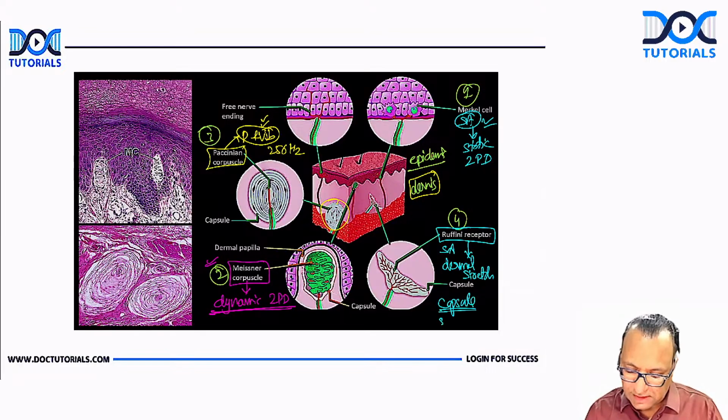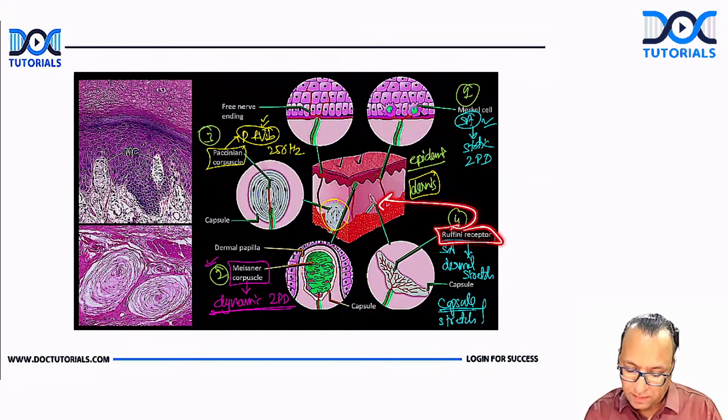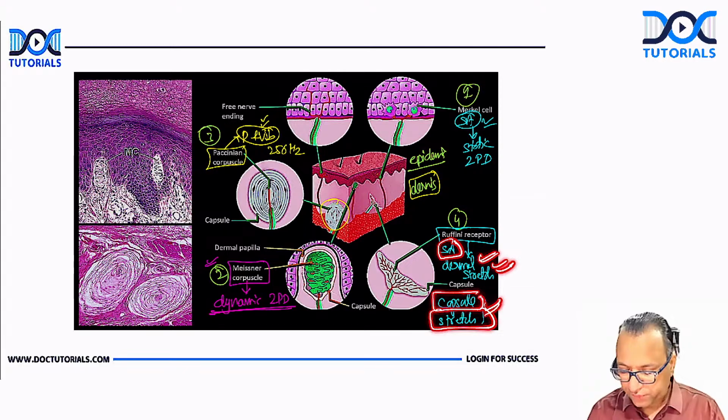Giving you the sense of proprioception, joint capsule proprioception. So if you talk about Ruffini receptor, it is in the deep dermis and it is slowly adapting, and it is for dermal stretch. It is also taking stretch from the capsule, like for proprioception.